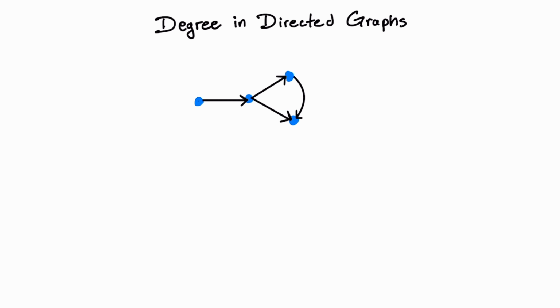Since there are 3 ways to look at degree in directed graphs, there are 6 ways to define minimum and maximum degree. You can talk about minimum in degree, which is the smallest in degree among all in degrees in the graph, and maximum in degree, which is the largest in degree among all in degrees in the graph.